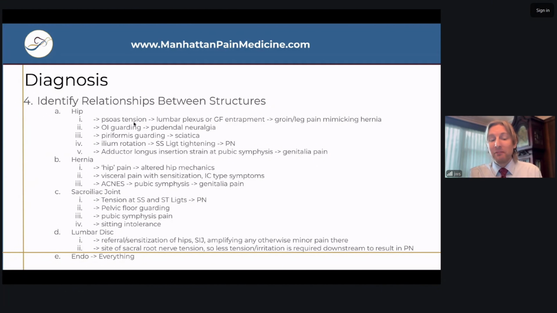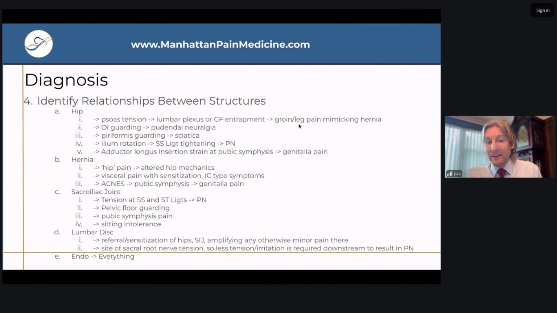There may be hip flexor guarding, psoas tension. That psoas tension can actually put tension on the lumbar plexus, because remember, the lumbar plexus and the genitofemoral nerve both run through the psoas muscle. So if that psoas muscle is chronically tight, you can have neural tension on those structures, and that can go to the groin or leg and mimic hernia pain. And I've seen this many times. And it's confusing also because they may also have a hernia. Many patients have asymptomatic hernias, and we just don't know if we don't look.